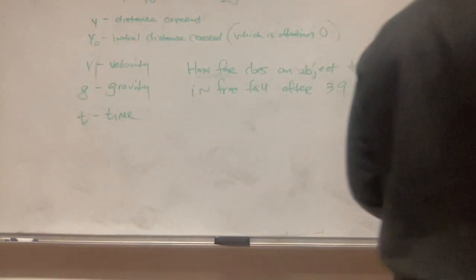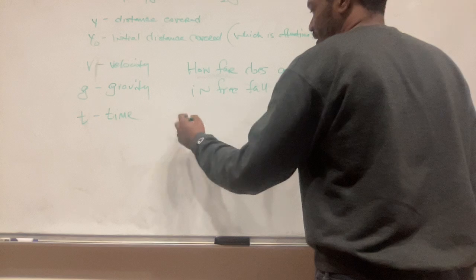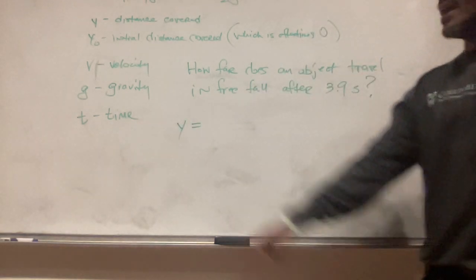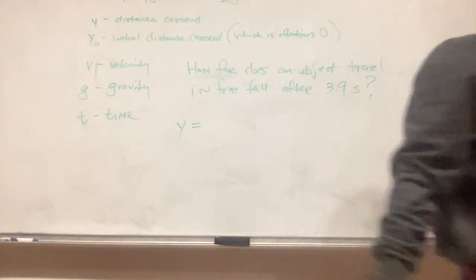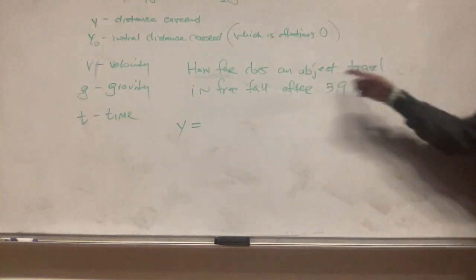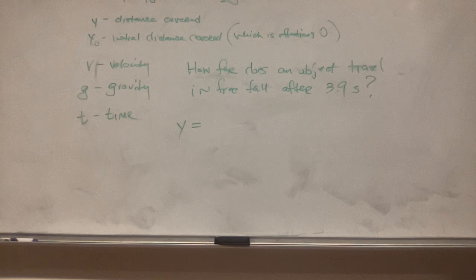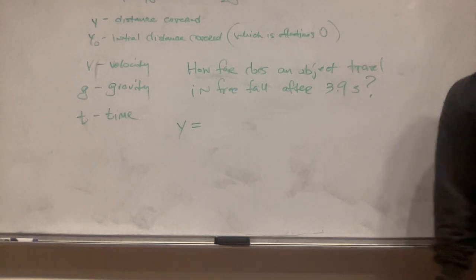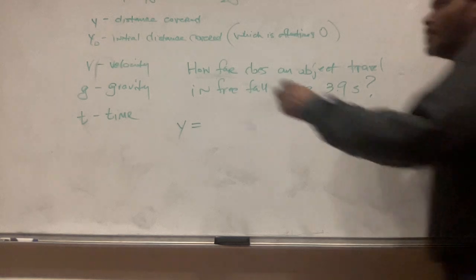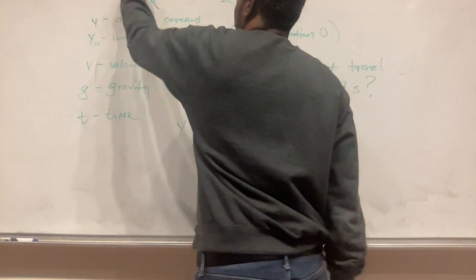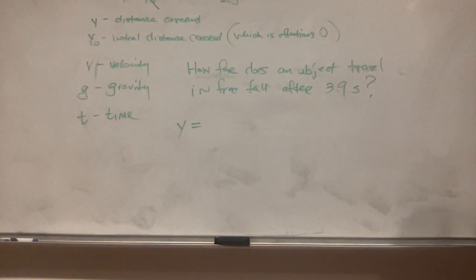So y is obviously what we're looking for, right? Because y is what? The distance covered. That's what we're calculating. It said how far does an object travel in free fall? So we're calculating y. So what is the initial distance before I dropped it? 0. That takes care of that term. Okay?